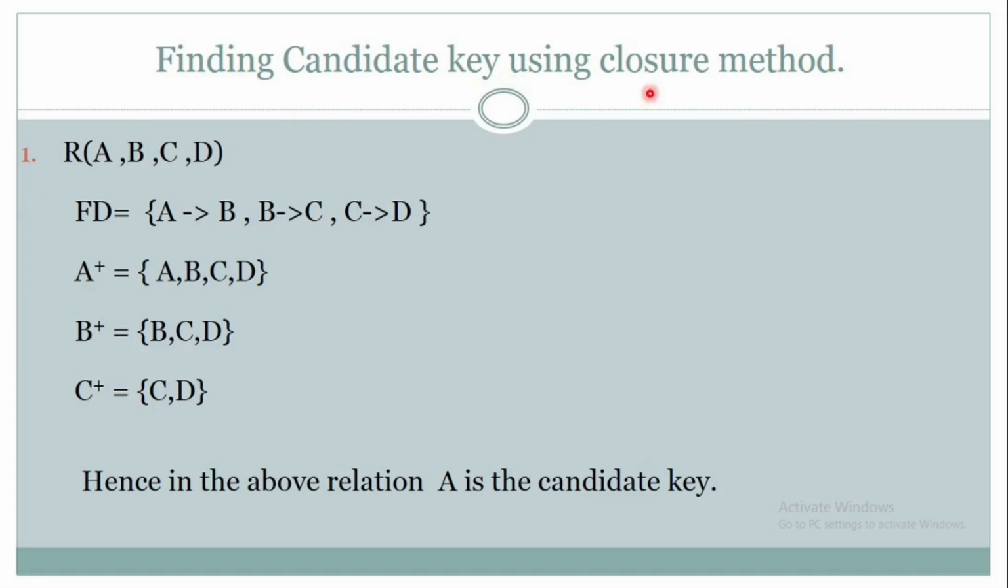Let us solve this problem: finding the candidate key using the closure method. Let's say we have got a relation schema R.